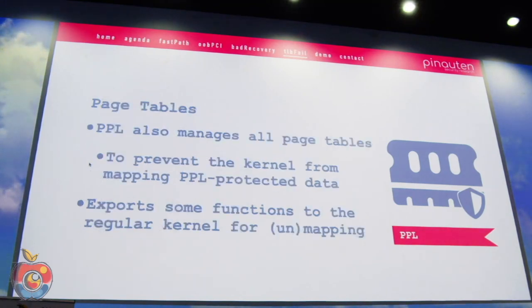What PPL also manages are the page tables, because as PPL just prevents the kernel from writing to protected pages, it has to make sure that the kernel just can't modify the page table itself, because otherwise it could just map the protected memory. And it does provide some functions to the kernel in order to map unmapped memory. But whenever you pass a page that you want to map, then it will obviously perform some checks to make sure that you're not trying to map PPL protected memory.